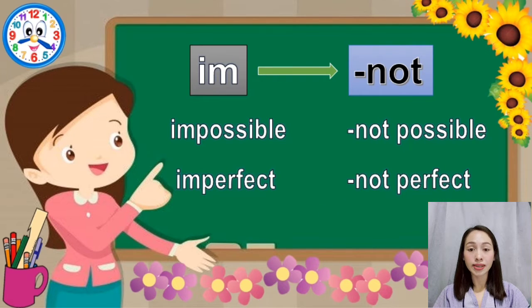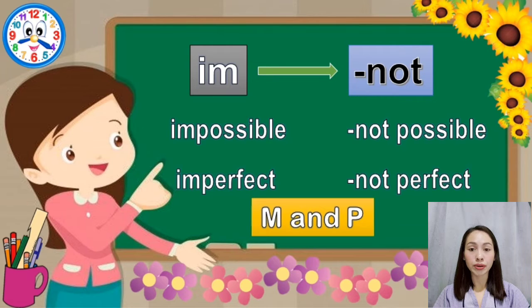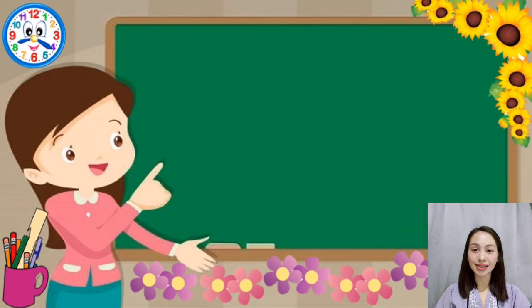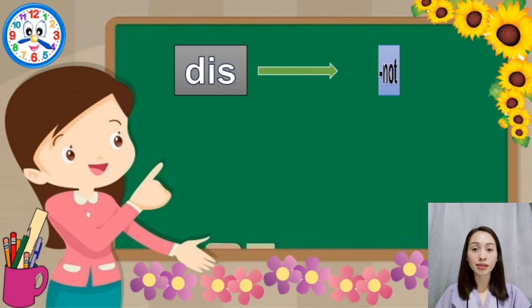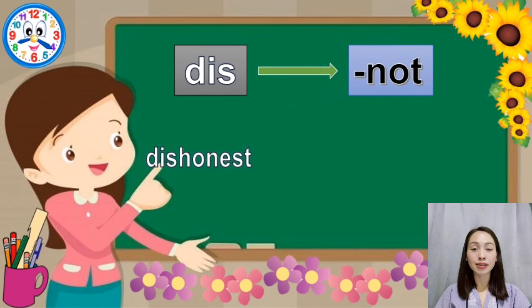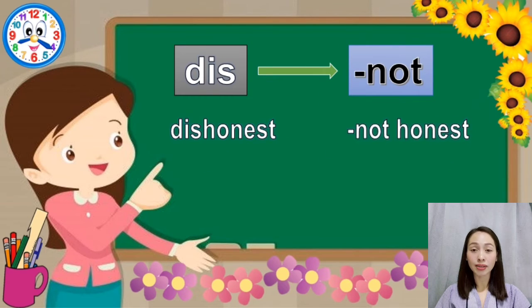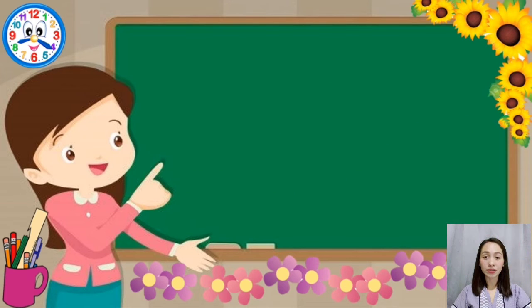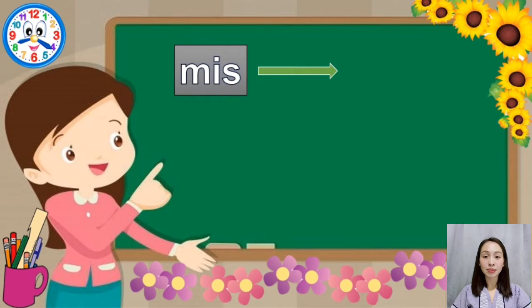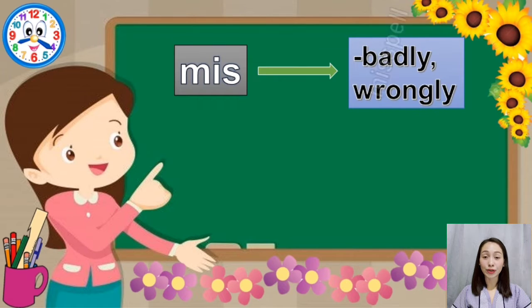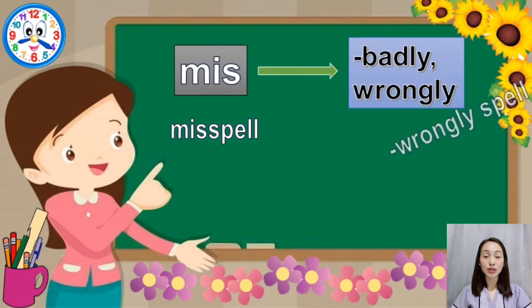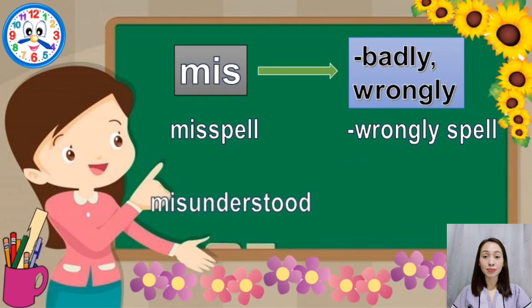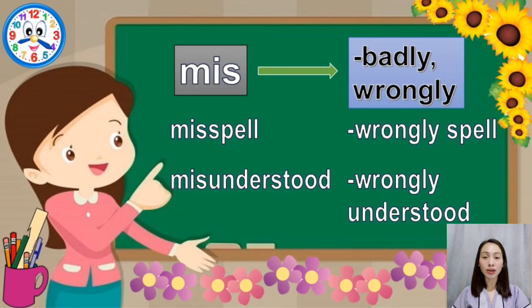We often use the prefix im if the first letter of the root word begins with letter M and letter P. Now, our next prefix is dis. Dis also means not. For examples, dishonest, which means not honest. Dissatisfied, which means not satisfied. Another prefix is mis. Mis means badly or wrongly. For examples, misspell, which means wrongly spell. Misunderstood, which means wrongly understood.